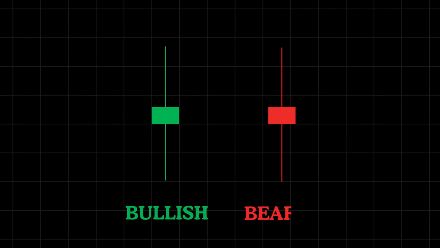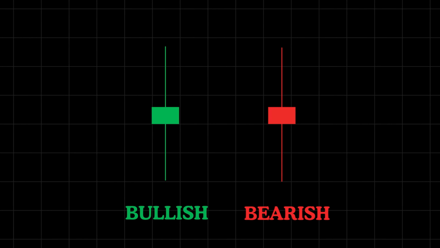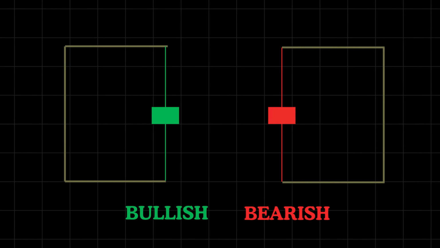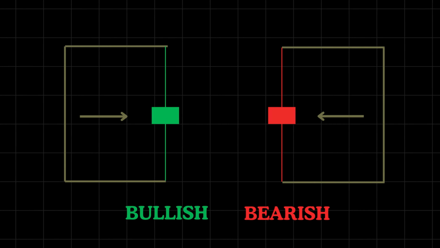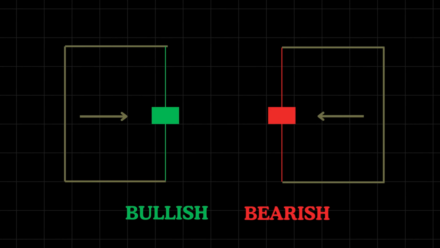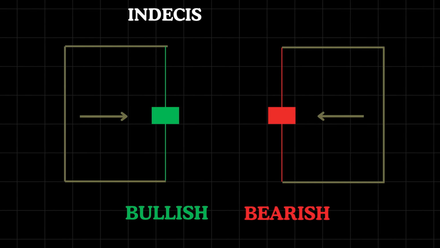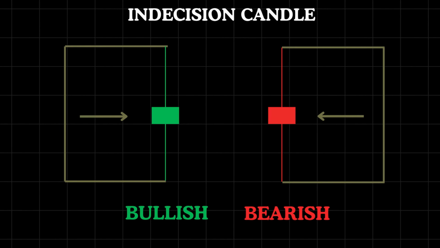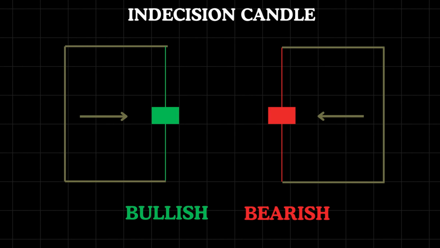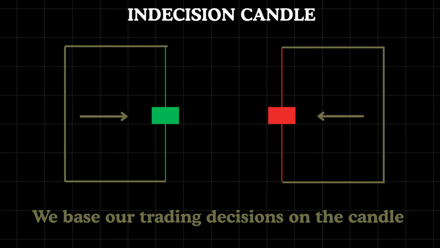Take another look at these candles. If judged only by color, the green candle gives a bullish impression, and the red candle seems bearish. But when you assess them in terms of their full range, you'll find that the close is in the middle. This tells us that both the upper wick and the lower wick are equal in size. This type of candle is known as an indecision candle or a doji. In other words, it reflects market uncertainty. It's neither bullish nor bearish. When such candles appear, we base our trading decisions on the candle that follows.